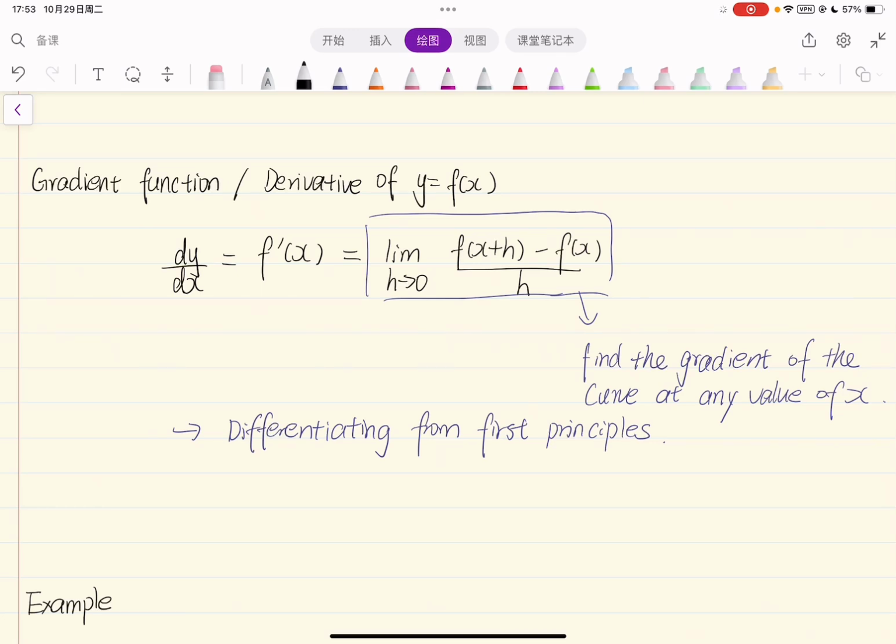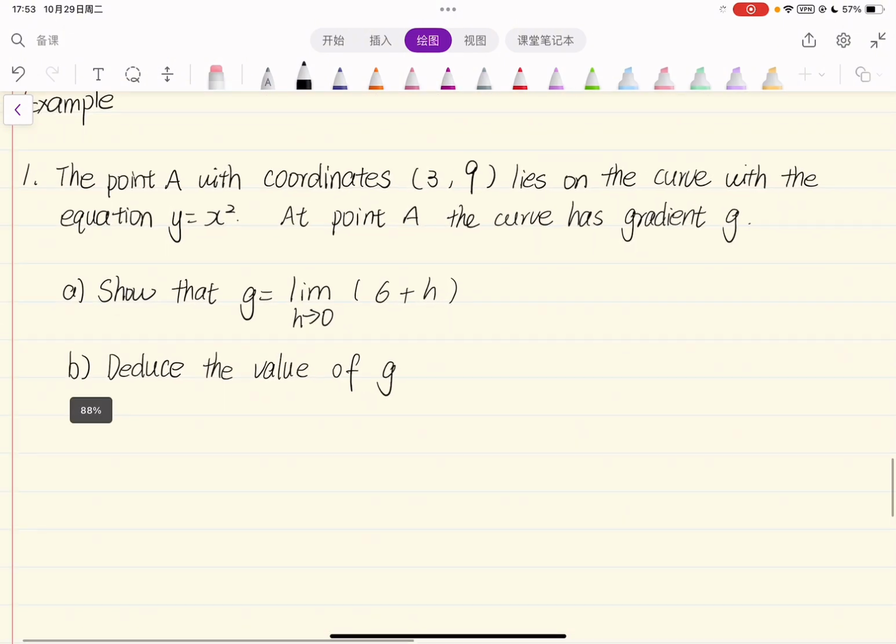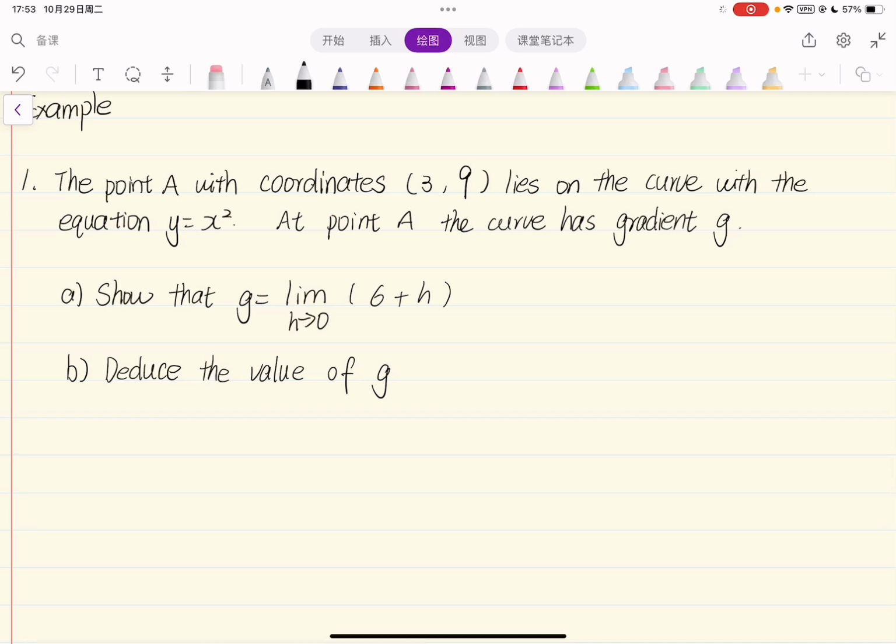So how do we use this expression to solve the questions? Let us see some examples. For question 1, the point A with the coordinates (3, 9) lies on the curve with the equation y equals x squared. At point A, the curve has a gradient g.